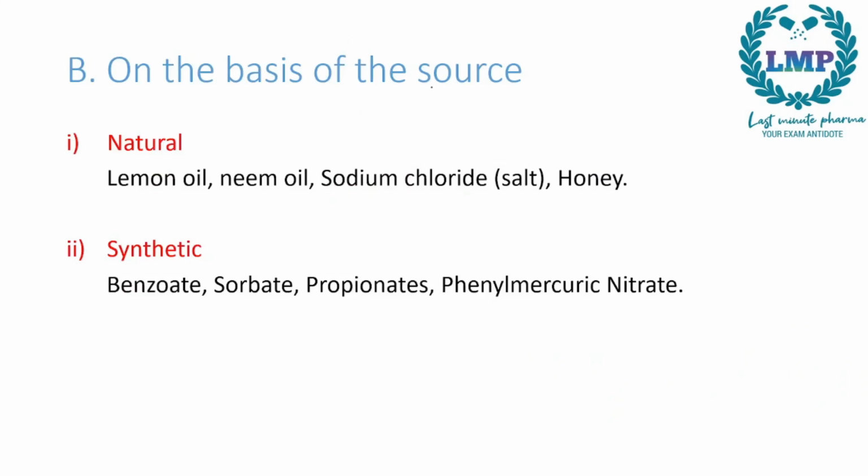Next we have on the basis of source. So on the basis of source we will classify them as natural or synthetic. So natural would be lemon oil, neem oil, sodium chloride, honey. Sodium chloride is Na and Cl. Then we have synthetic: benzoate, sorbates, propionates and phenyl mercuric nitrate.